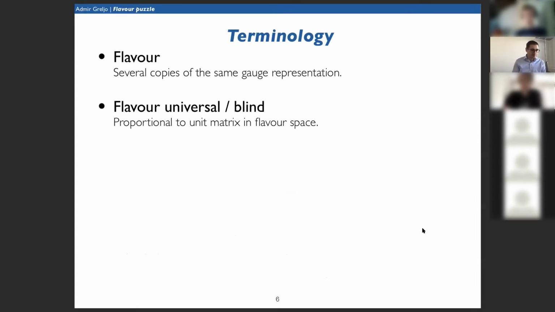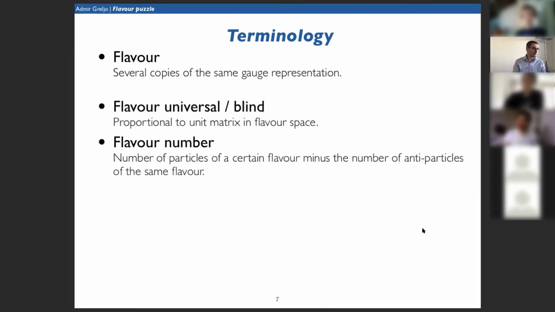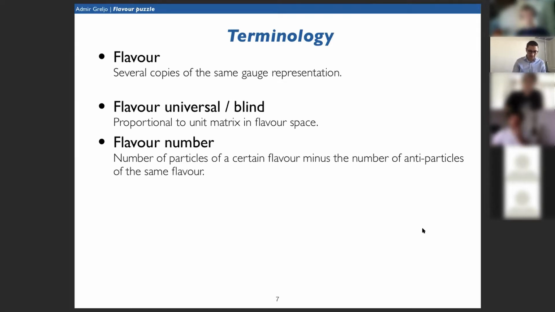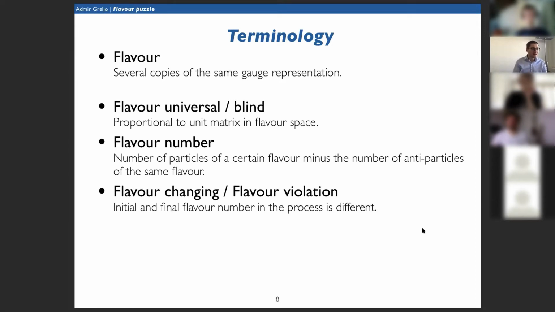Flavor universal or flavor blind means that it doesn't distinguish between different flavors, and in particular, it means that it's proportional to a unit matrix in flavor space. When we talk about flavor number, we will talk about whether it's conserved or violated. Flavor number is, if you have some process, counting the number of particles of a certain flavor minus the number of anti-type particles of the same flavor. So anti-type particles have all the internal quantum numbers flipped. Flavor violation has to do with whether the flavor number of the initial state is the same or different from the flavor number of the final state. If the two are different, then we talk about flavor changing or flavor violation.